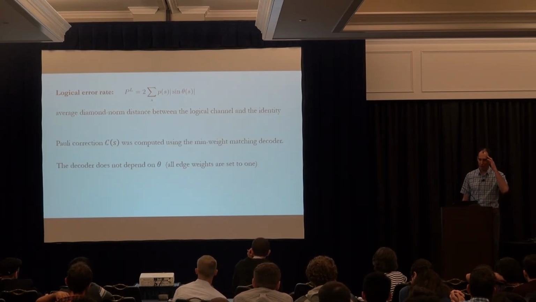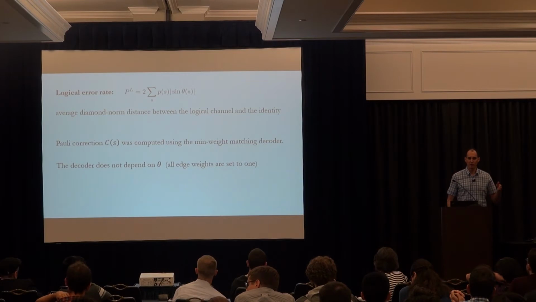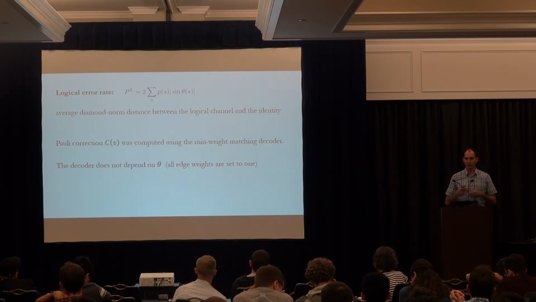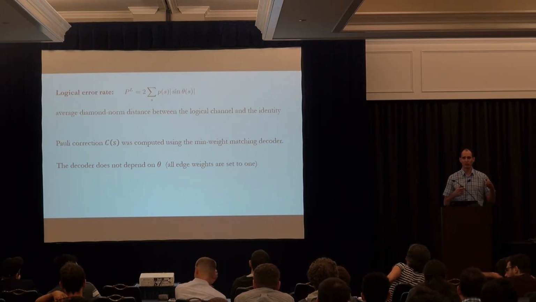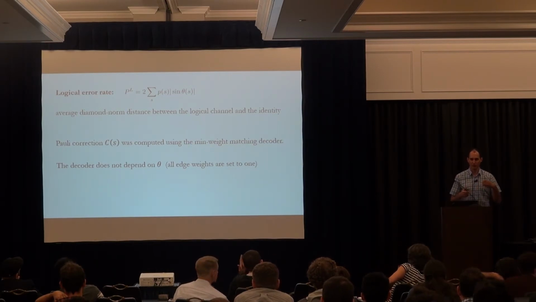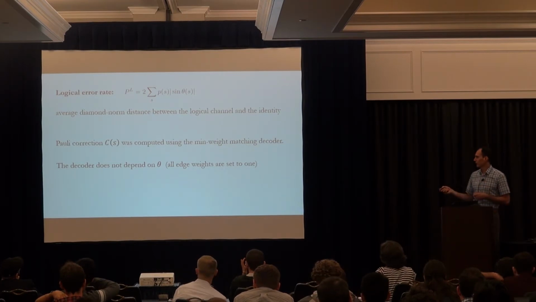And we used the minimum weight matching decoder to compute Pauli corrections. In this decoder, we set all the weights equal to 1. So the decoder does not depend on Z rotation angle theta.